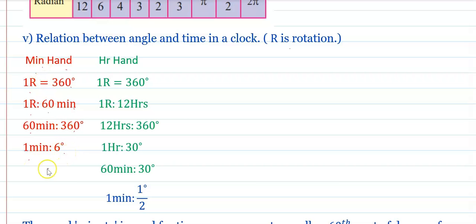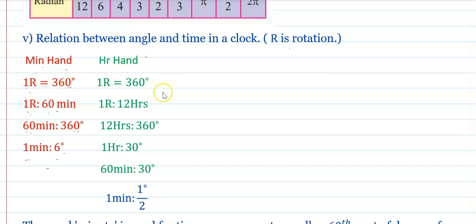This is for the minute hand. In one minute, the minute hand rotates 6 degrees. In 60 minutes it rotates 360. Okay. And for 1 rotation it takes 60 minutes. 1 rotation is nothing but 360 degrees.